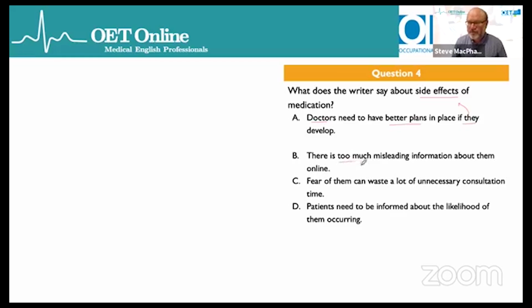B, there's too much misleading information about them online. Well, we know there's a lot of information online in the real world. We know that it can be misleading. We don't trust everything we read. But what does the writer say about it? It's not about what we may think ourselves in the real world. We want to know what the writer thinks. So we're looking for the writer's opinion.